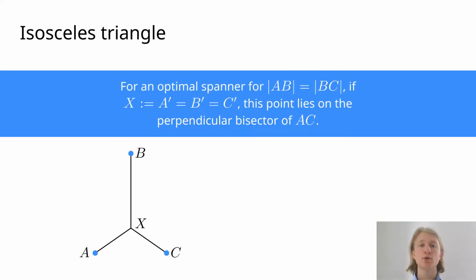If we consider the more restricted case where the given point set forms an isosceles triangle, we can make a further statement. Namely, for an optimal spanner for such a problem, if A', B', and C' coincide, this point lies on the perpendicular bisector of the base of the isosceles triangle. This result follows from straightforward geometric analysis, which we will not get into here. Together with the previous result, this statement characterizes the optimal spanners for isosceles triangles for a budget of at most the weight of the dilation star.